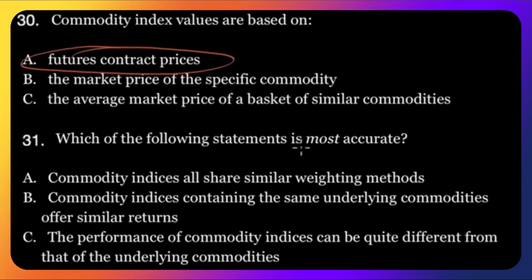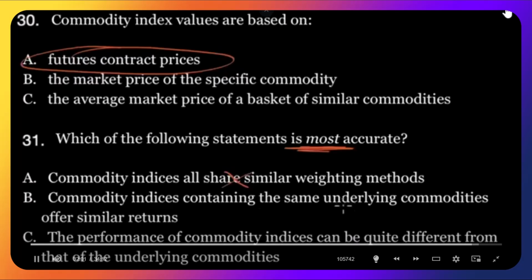Which of the following statements is most accurate? Commodity indices all share similar weighting methods. Commodity indices containing the same underlying commodities offer similar returns. The performance of commodity indices can be quite different from that of the underlying commodities. Okay, well, let's eliminate some. Commodity indices all share similar weighting methods. No, they don't. They can be weighted differently.